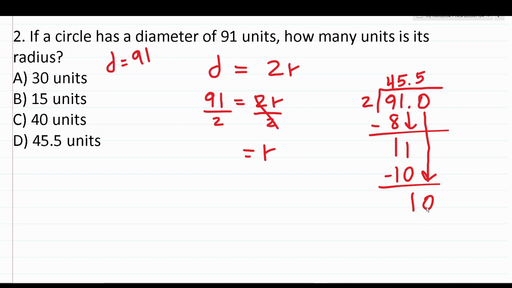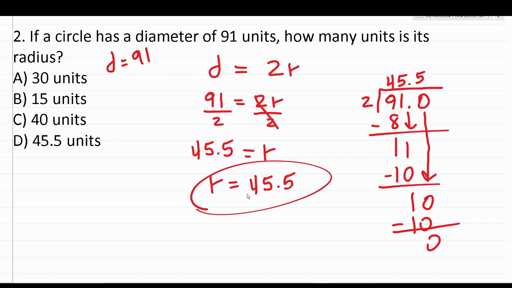Of course, 2 times 5 is 10, and 10 minus 10 is 0. Since I hit a remainder of 0, I know I'm done doing this long division. Now I know that radius is 45.5. Of course, in math, we usually write the variable for which we solved on the left, so this is r equals 45.5. Of course, that is answer choice D in this case.